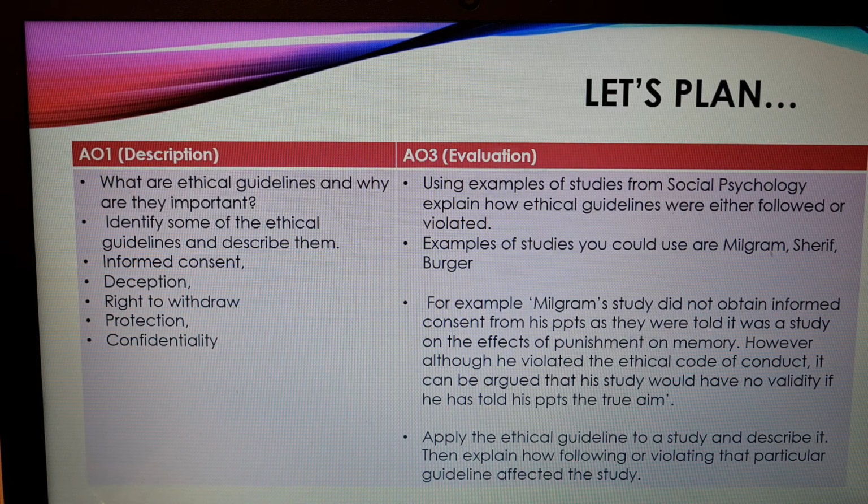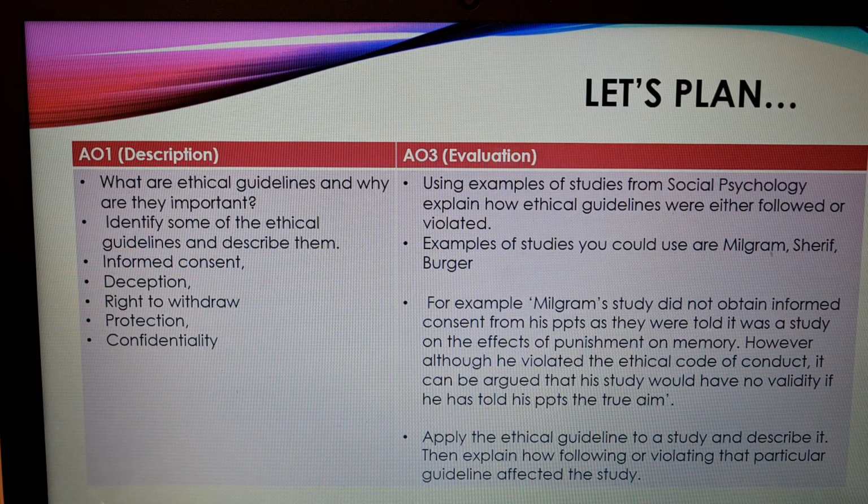Moving on to the AO3 evaluation. So these are evaluations a bit more detailed. Remember, they are more in depth. They really test your knowledge and your evaluation skills. So you'd start off by using some examples, and this is where you need your research and studies from social psychology. So use examples of studies that either go against or follow the guidelines.